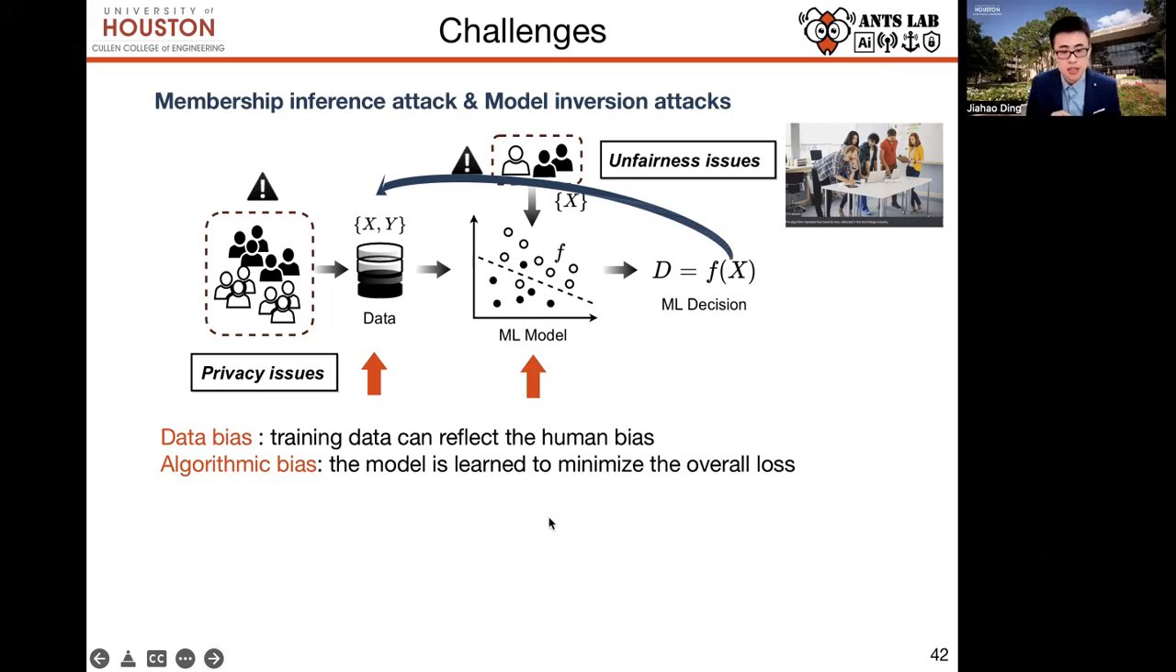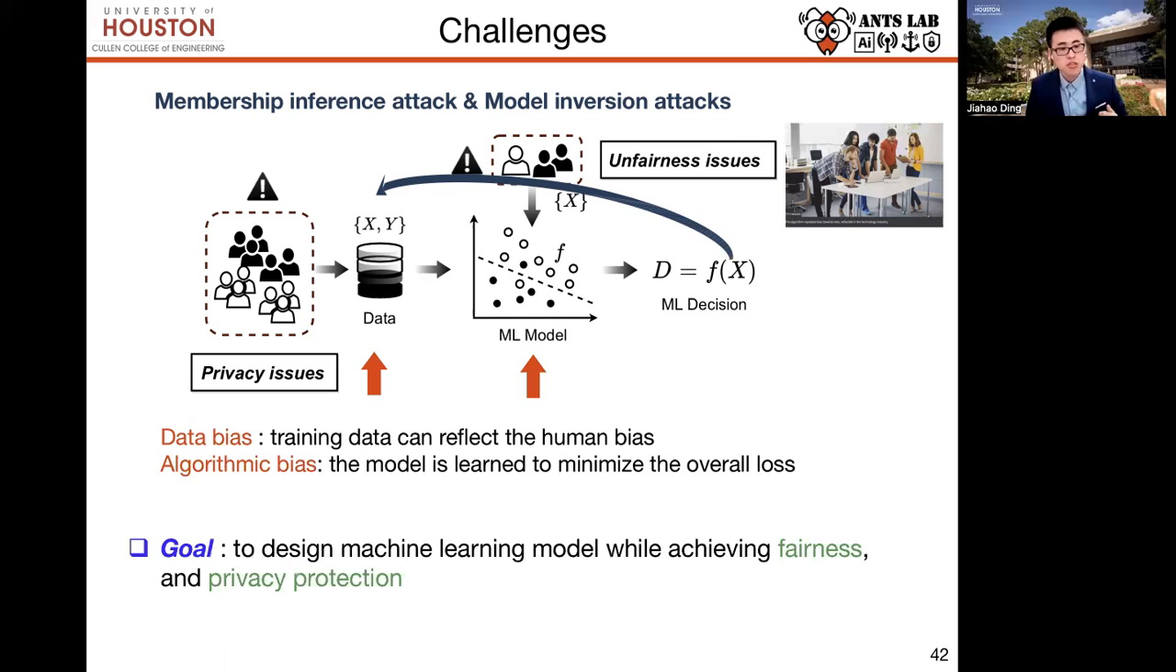The training data is collected by humans, right? Humans are often biased. So human bias is propagated to the data set, and then to the predictions of the model. The learning algorithm itself may also introduce bias, because the model tends to fit the majority group better, since the algorithm is to minimize the average loss. So the goal here is to design a machine learning model that achieves fairness and privacy protection.